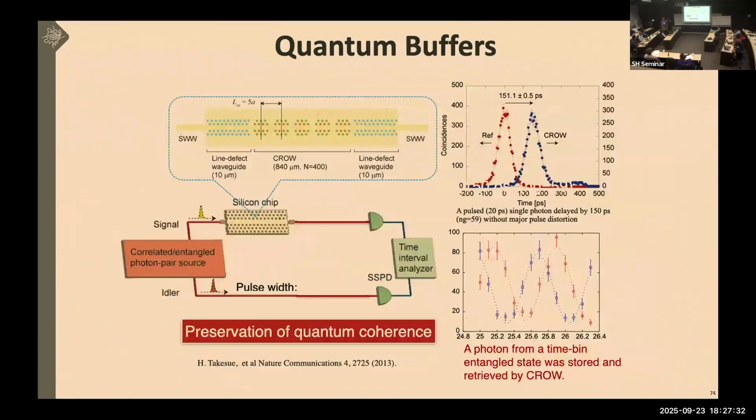So the buffers, this is some stuff we did at NTT many, many years ago. And it's basically just a simple CROW where, by controlling the temperature, we bring a photon in here and we just put a controlled delay on it, okay? This one was a little bit lossy, but we can basically just delay the photon by 100 picoseconds, 500 picoseconds, 3 nanoseconds, and it's controllable in a sense.